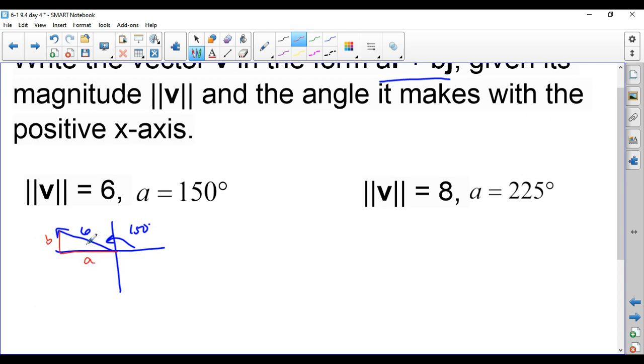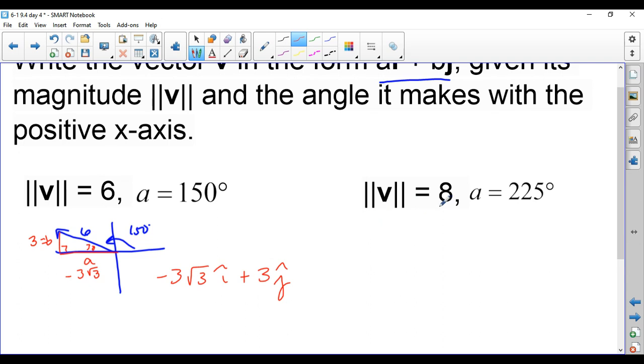Well, if this is 150, we have, guess what, a 30, 60, 90 triangle. When the hypotenuse is 6, the shorter leg is half of that, 3. Take the shorter leg and multiply by square root of 3 to get the longer leg. Make sure that you look at the direction here. I'm going left, so this should be negative. I'm going up, so the 3 is positive. So I want to write this in component form: a times i hat plus b times j hat.